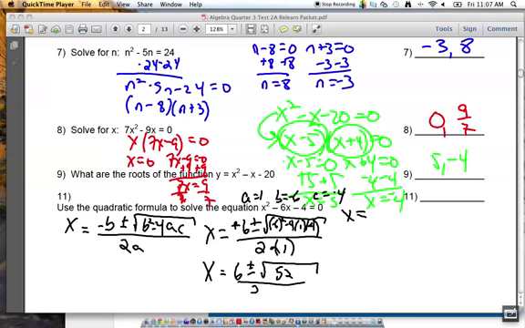So x equals, now I've got to break down the square root of 52. So I ask myself, what's the biggest perfect square that divides into 52? It is 4.